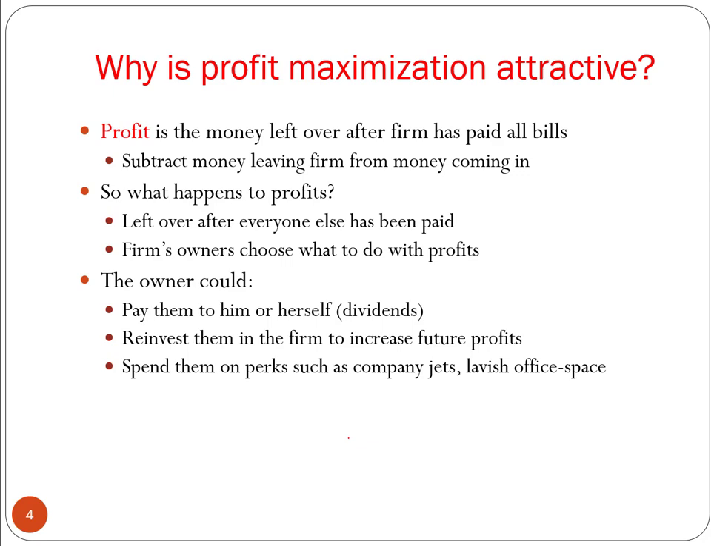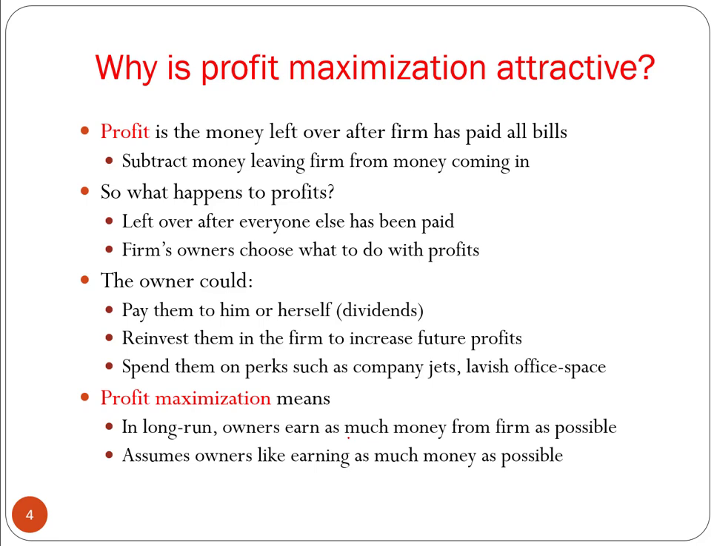But basically, this is money that goes to the owner. So what profit maximization means is that in the long run, the owners want to earn as much as they possibly can from the firm. And this kind of makes sense if you assume that owners like earning as much money as possible. And money isn't the only thing that causes happiness, but money certainly does cause happiness for a lot of people. So if you ask yourself, would you rather have no money or more money or even more money, you'd probably want more money. So as a first approximation to how people behave, this might be a reasonable assumption. And we'll talk more about this later.